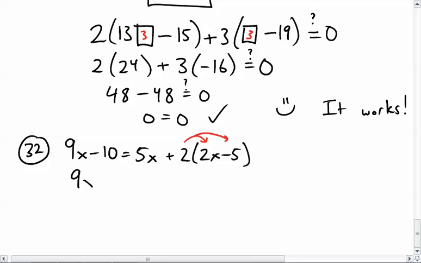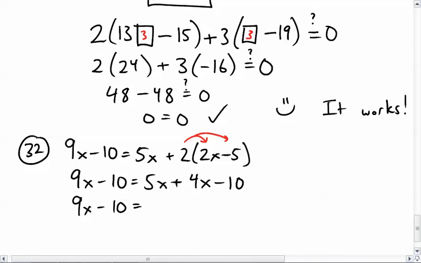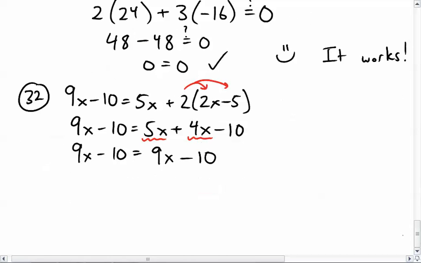So you get 9x minus 10 is 5x plus 4x minus 10. Then you want to put all your like terms together. So we get 9x minus 10, 5 plus 4, both of those are x terms, is equal to 9x minus 10. Then we want to put all of our variables on one side. So we're going to bring 9x over to the other side of the equation.